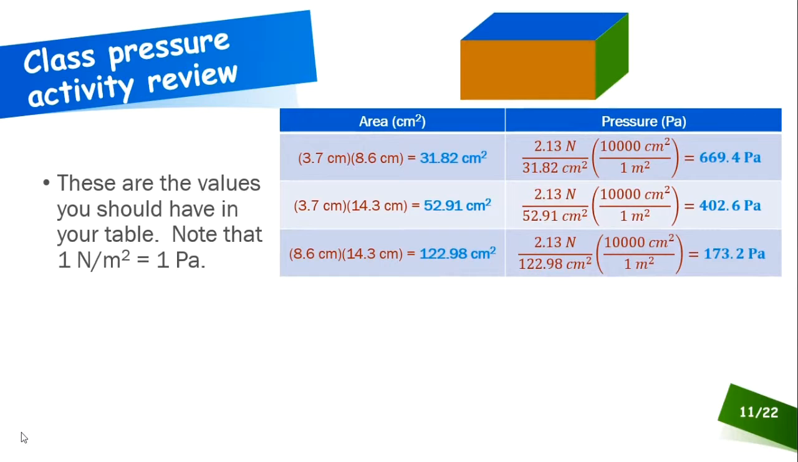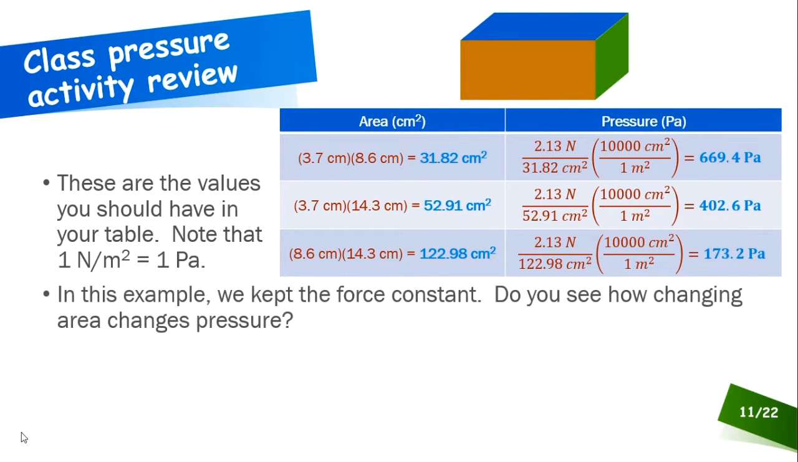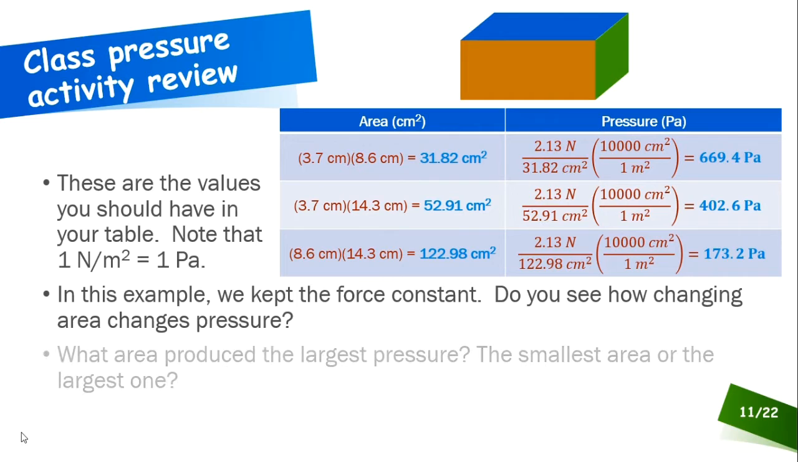So here's what you should have in your table. So 3 areas, 3 pressures, and these are the values that we should have there in the table. Again, keep in mind that 1 newton per square meter is the definition of 1 Pascal. So notice that we always kept the force constant. The weight of the block did not change. So the only thing that's changing here is the area.